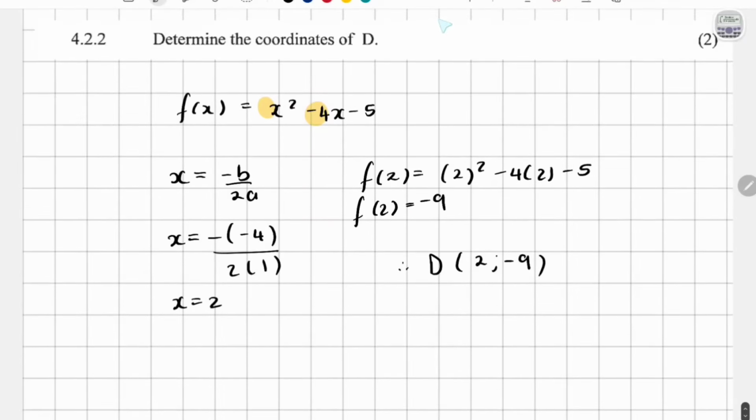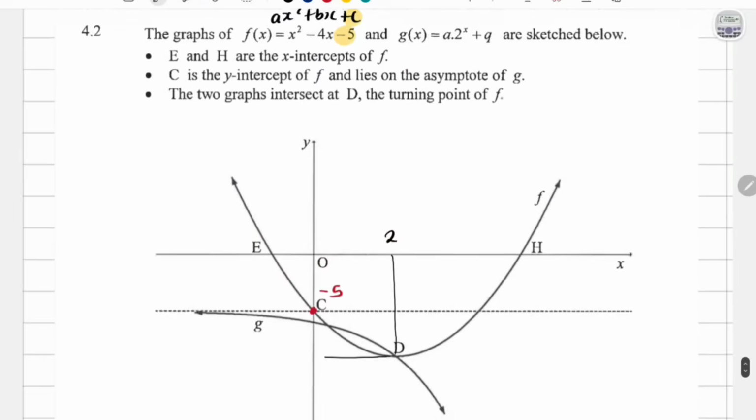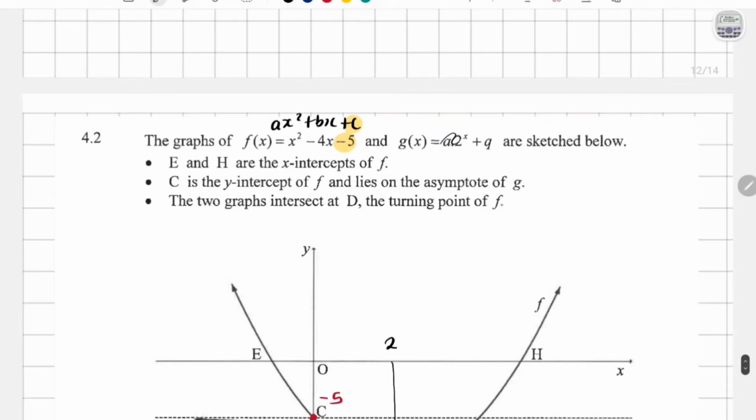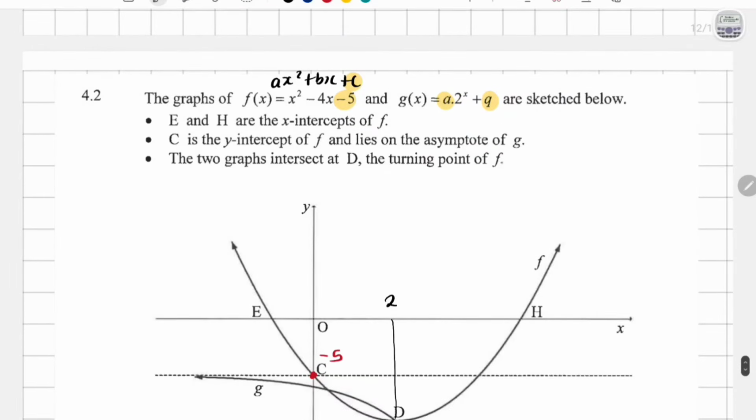Moving on to the next question. Okay, 4.2.3 says determine the values of a and q. So a and q, that was from the exponential graph. So to find q, whenever you're trying to find a hyperbola or an exponential function, you have to start with your asymptotes. If you find your asymptotes, then you'll be able to find the other variables that may be missing by just using a point, okay? So as long as you have an x and a y value.